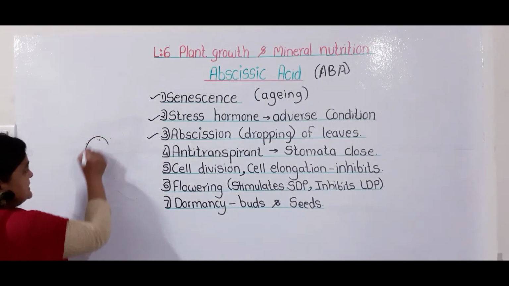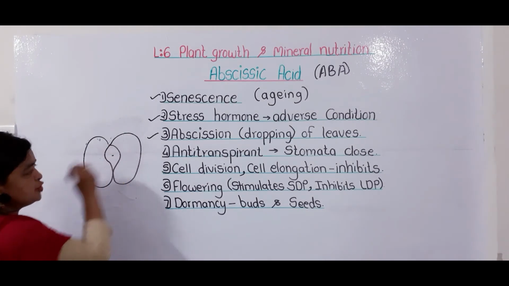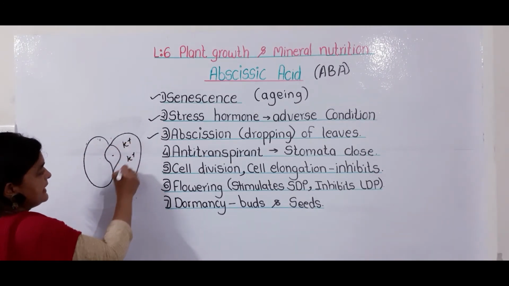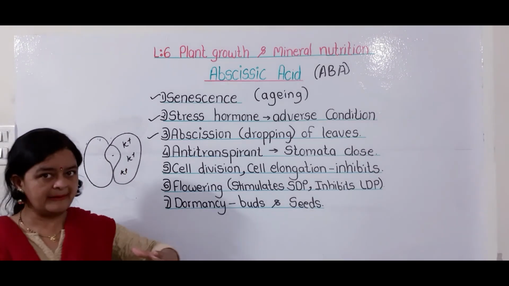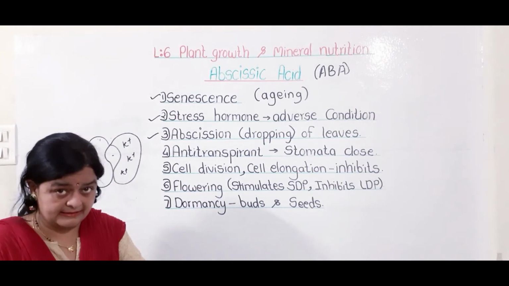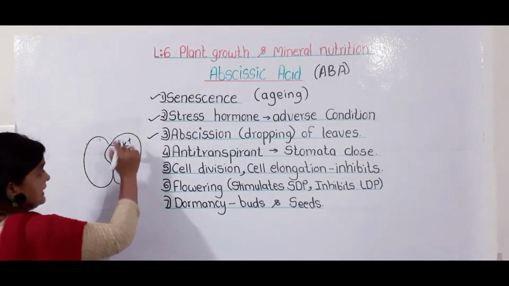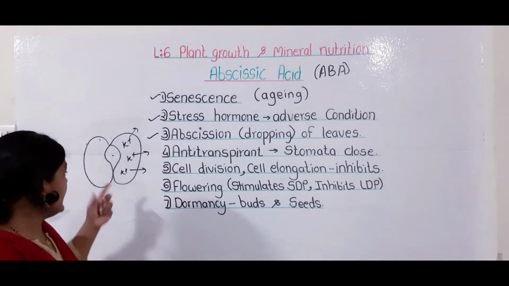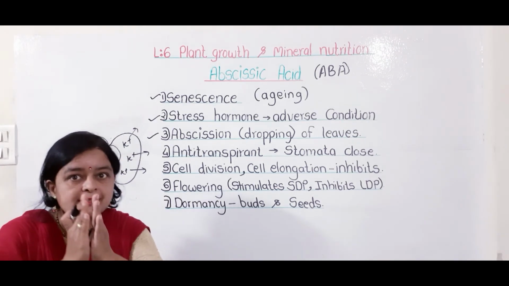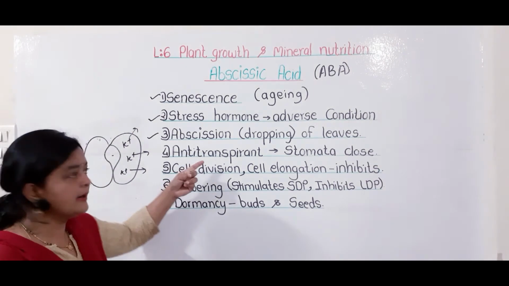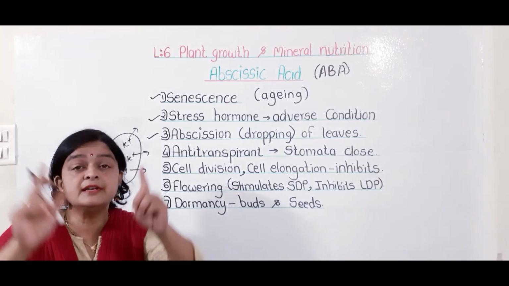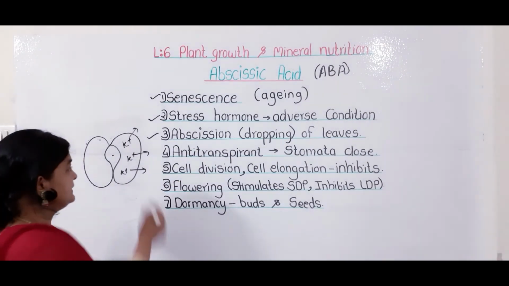Next function is that it is an anti-transpirant. See, this is the guard cell, this is the stoma. When there is a deposition of K positive ions, the guard cells become swollen and they open. What abscisic acid is doing is the process of efflux. Efflux means removal. These K positive ions are removed from here and the guard cells become flaccid. Flaccid means the stoma gets closed. Stoma is closed means no transpiration is taking place. So in this way also it is acting as an anti-transpirant, not allowing transpiration to take place. In this way also it is helping the plant body.